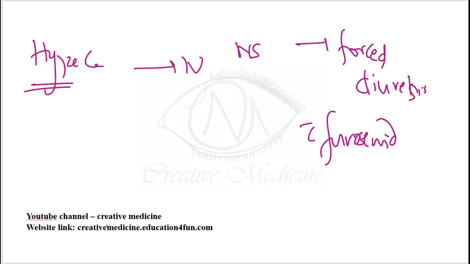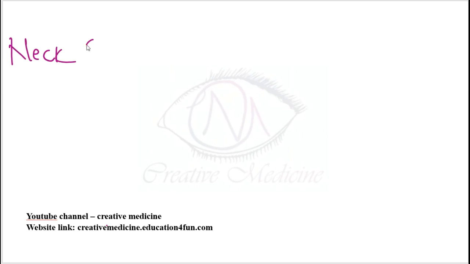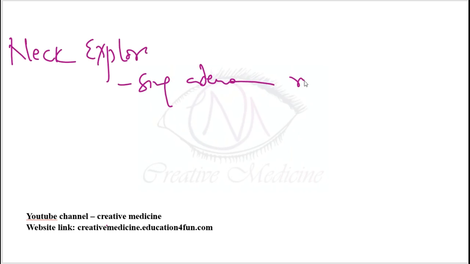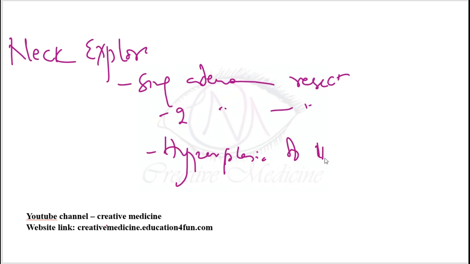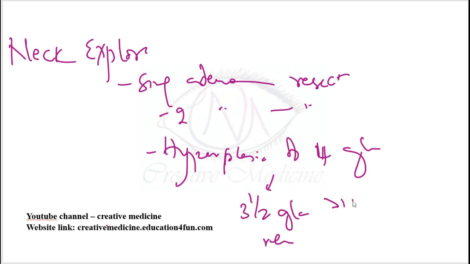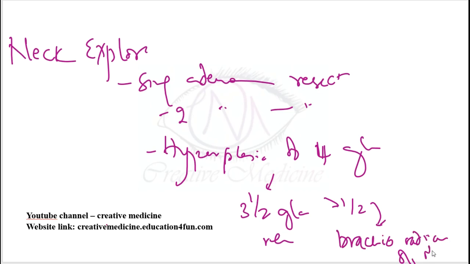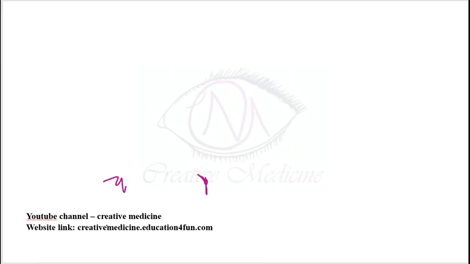Then we can do neck exploration. In the neck exploration, if there is a single adenoma, then we will resect it. If there are two adenomas, then you can also resect them. If there is hyperplasia of all four glands, then you will remove 3.5 glands, whereas the remaining half gland is placed in the brachioradialis of the non-dominant hand. Next, if there is accidental removal of the parathyroid during thyroidectomy, then you will implant it in the sternocleidomastoid.